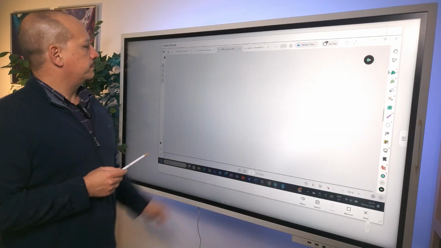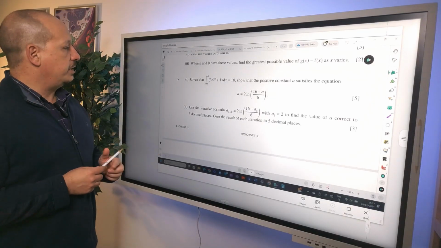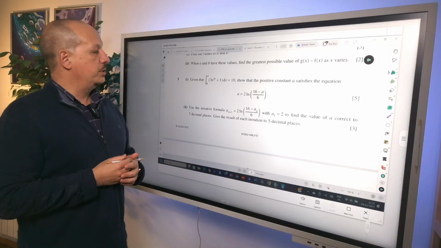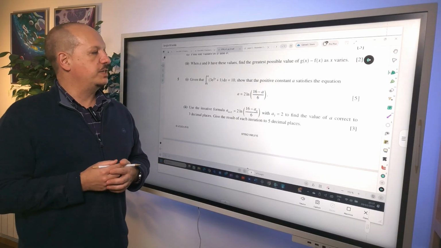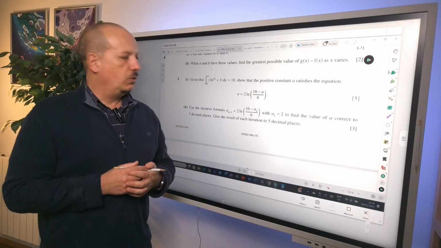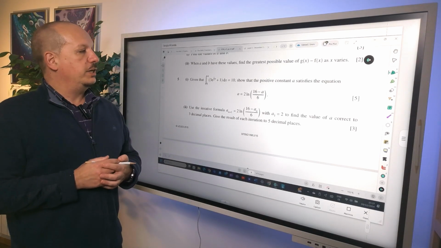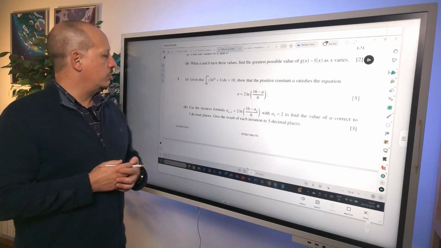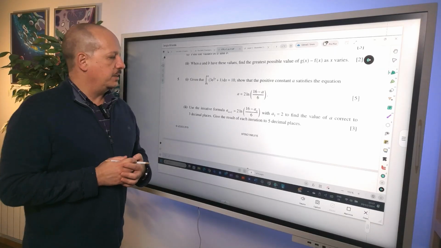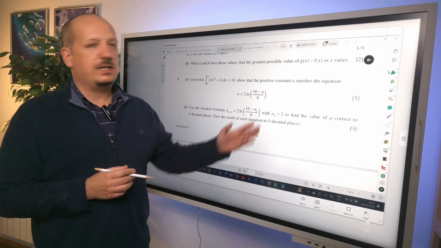Then, use the iterative formula a n plus 1 equals 2 natural logarithm of (16 minus a n over 6) with a1 equals 2 to find the value of a correct to 3 decimal places. Give the result of each iteration to 5 decimal places.